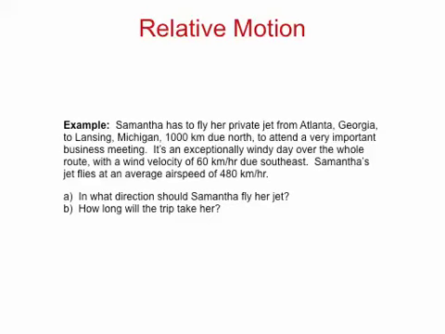Samantha's jet flies at an average airspeed of 480 kilometers per hour. Part A asks, in what direction should Samantha fly her jet? And Part B, how long will the trip take her? As usual, it's always a good idea to draw a picture of the scenario described in the problem.